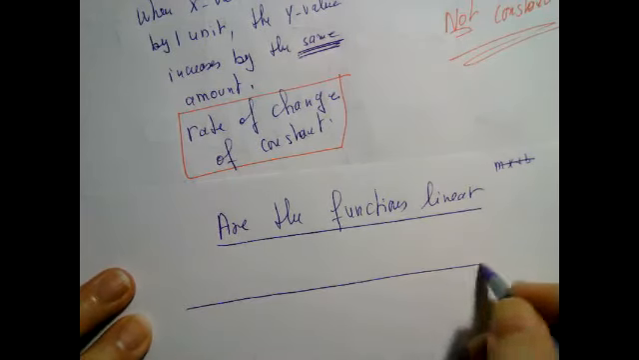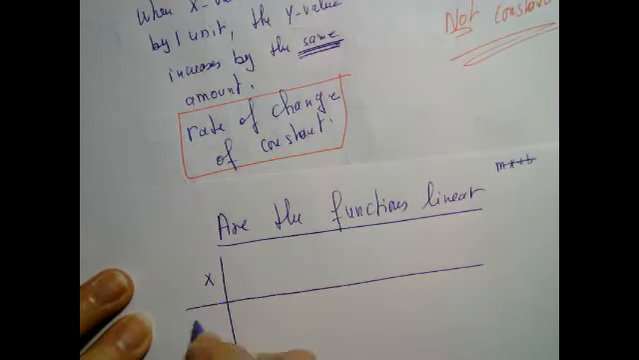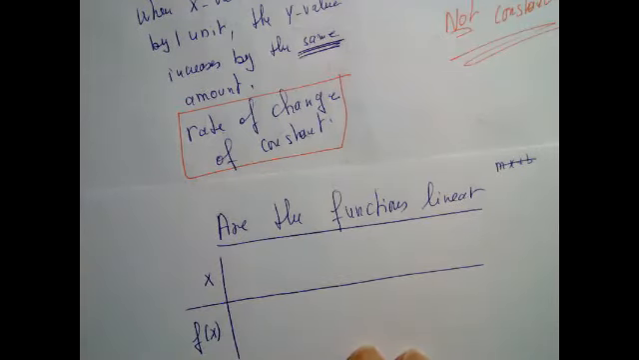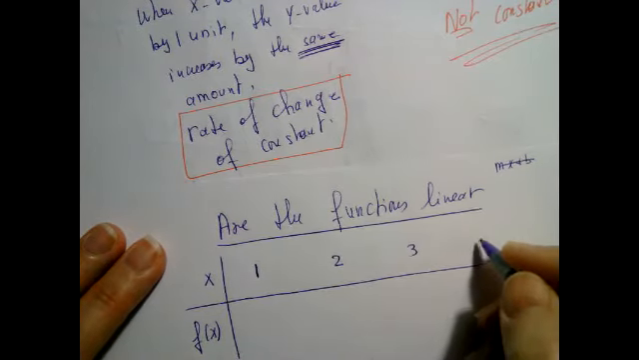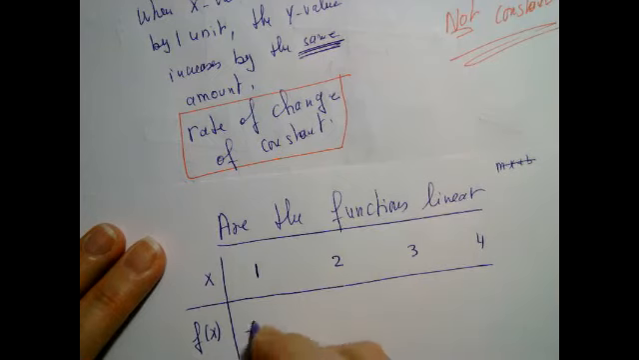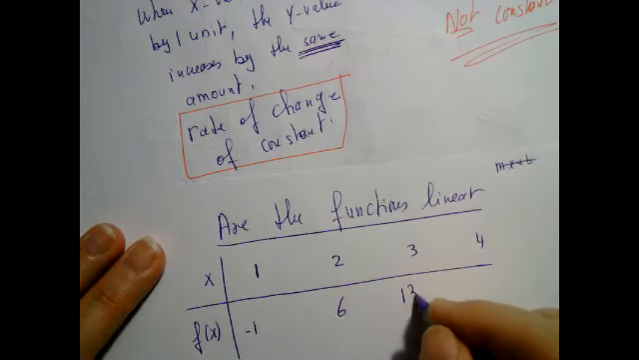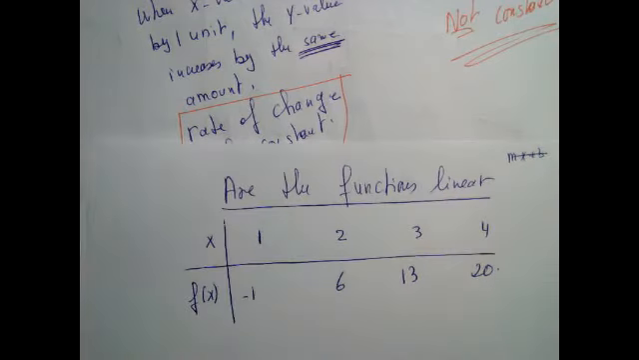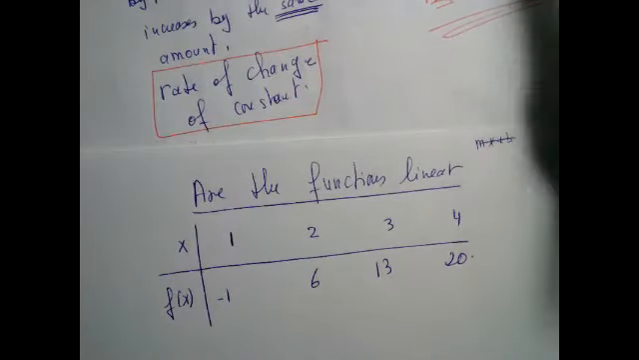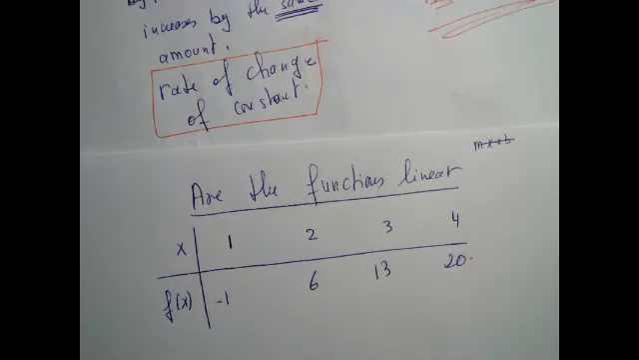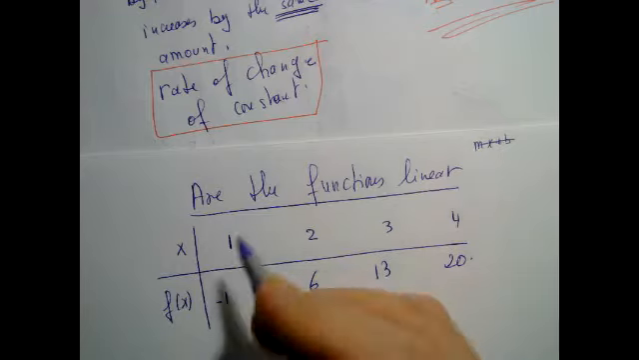So now I'm going to give you a very simple table for the function. And I tell you, is this linear? So I tell you at 1, 2, 3, 4, the values are minus 1, 6, 13, 20. Do you think this function will end up being linear if I graph it? Yes or no? Yes. Because it's increasing by 7 each time. Right. The slope is always the same.